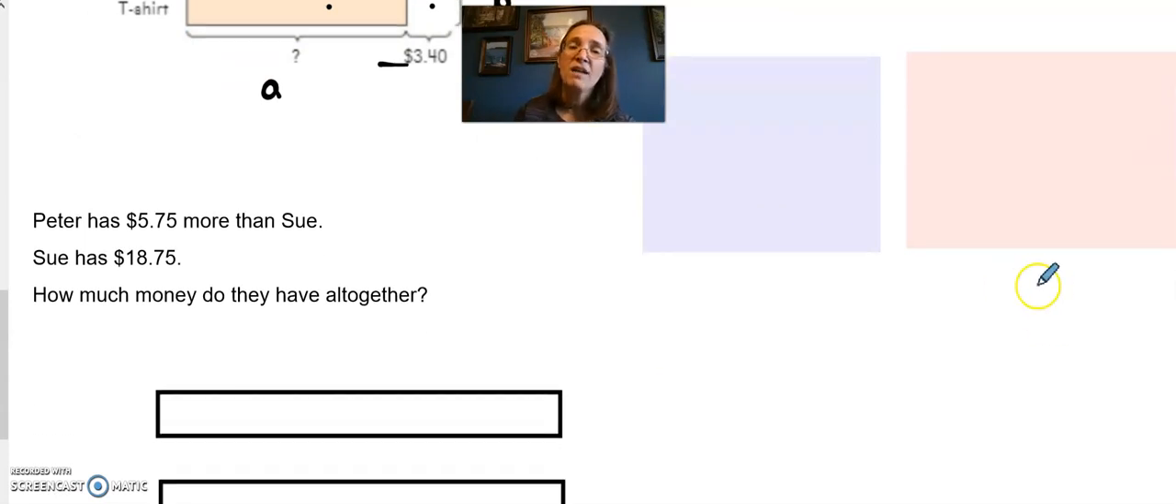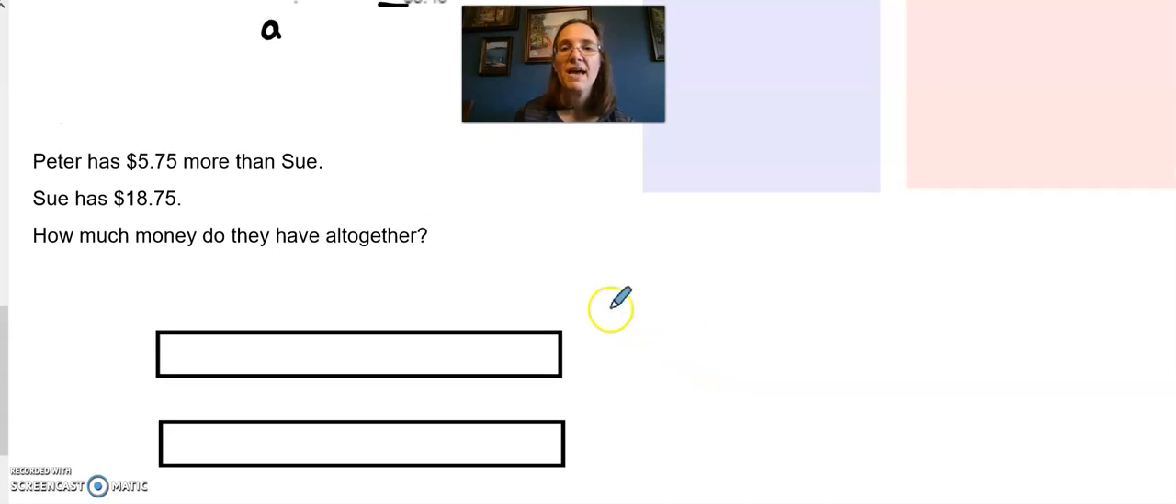Now, that's not too hard because they did it for you. But here we have a problem where they didn't draw the bar models for us. So let's take a look at this last one. Peter has $5.75 more than Sue. Sue has $18.75. How much money do they have altogether?